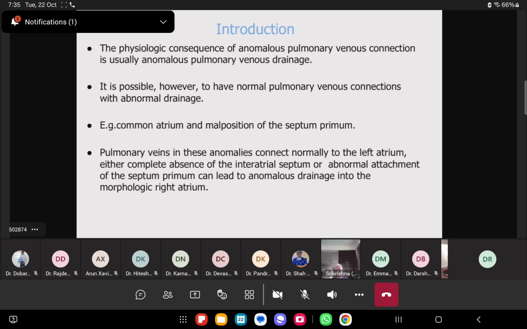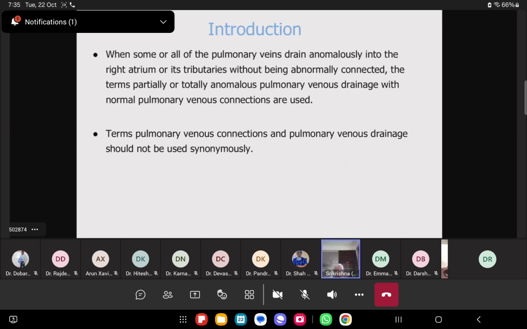The physiological consequence of anomalous pulmonary venous connection is usually anomalous pulmonary venous drainage. It is possible, however, to have normal pulmonary venous connections with abnormal drainage in case of common atrium and malposition of the septum primum. Pulmonary veins in these anomalies connect normally to the left atrium. Either complete absence of the interatrial septum or abnormal attachment of the septum primum can lead to anomalous drainage into the morphological right atrium.